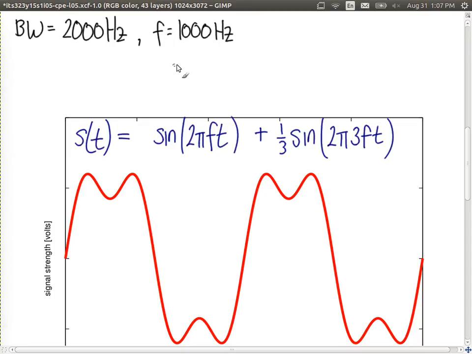That's, in fact, the fundamental frequency of that signal. The signal shape repeats 1,000 times per second. What's the period of that signal? It repeats 1,000 times per second. How do you calculate the period? It's the inverse of the frequency, 1 divided by the frequency. So just 1 divided by 1,000, which is 1 millisecond.